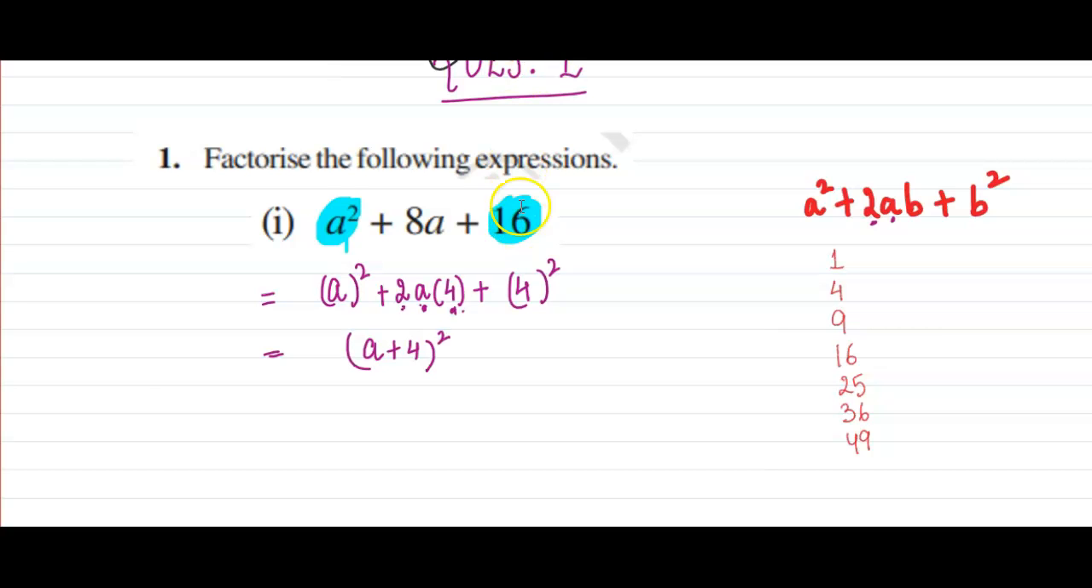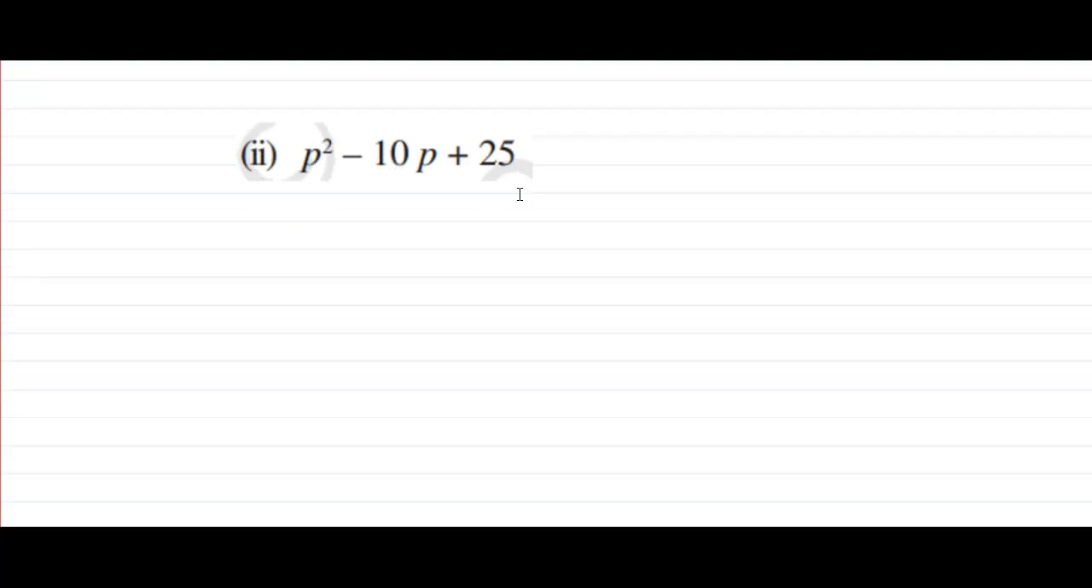Now let's move on to the next one. Again, we can see the first term is a perfect square and the last term is a perfect square. So let's write it in that form, p square and then 5 square. Now the middle term: if I divide 10 by 2, I will get 5, so the middle term can be written as 2 into p into 5, that is 2ab.